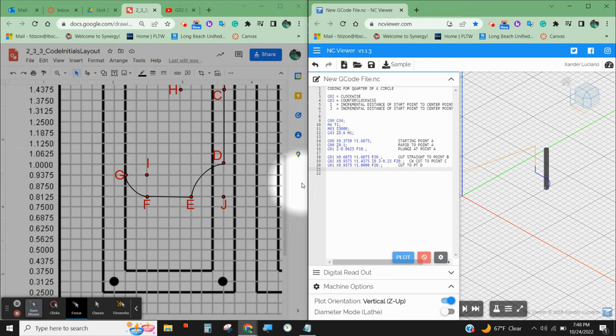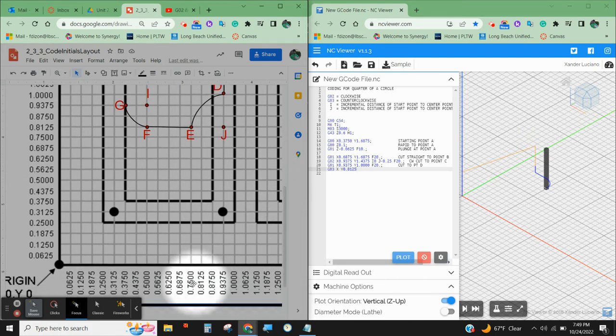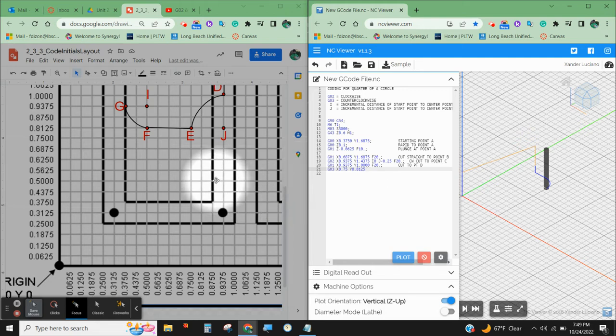Now, since I'm going counterclockwise on this one, I'm going to use G03. X again is the ending point, which is E in this case, and the Y is also the ending point of E. The Y for E is 0.8125, and then the X is 0.75. Again, my feed rate is 20. I'm sorry, I forgot the I and J.